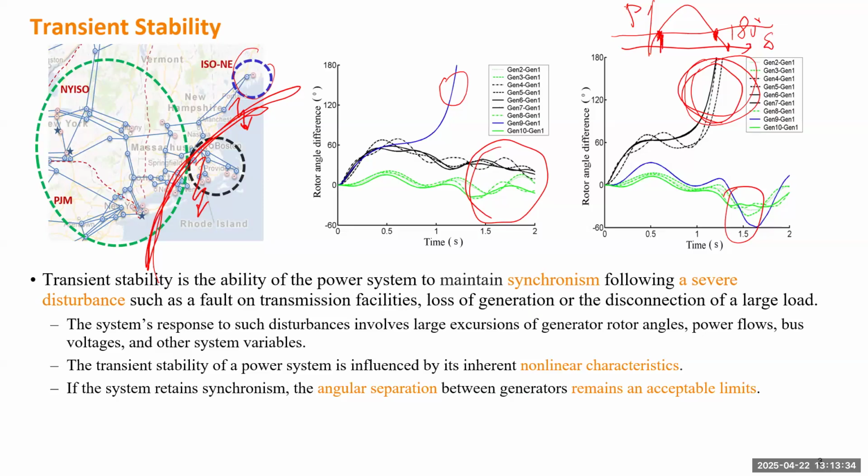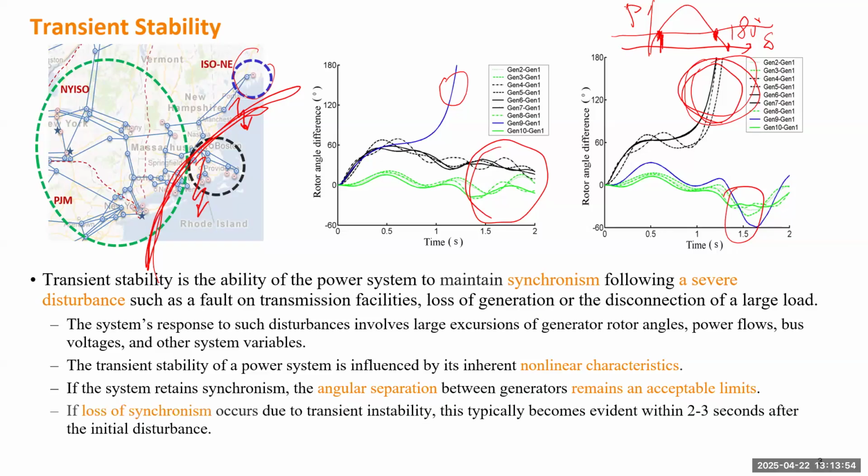So the initial angle can be very small. If the angle has a large swing, it should not reach 180 degrees. Although this is from a single machine infinite bus system, it can be applied even to multi-machine systems. So any two generators need to maintain a small enough angle separation. If transient instability really happens, it can be evident very quickly, within just 2 to 3 seconds.